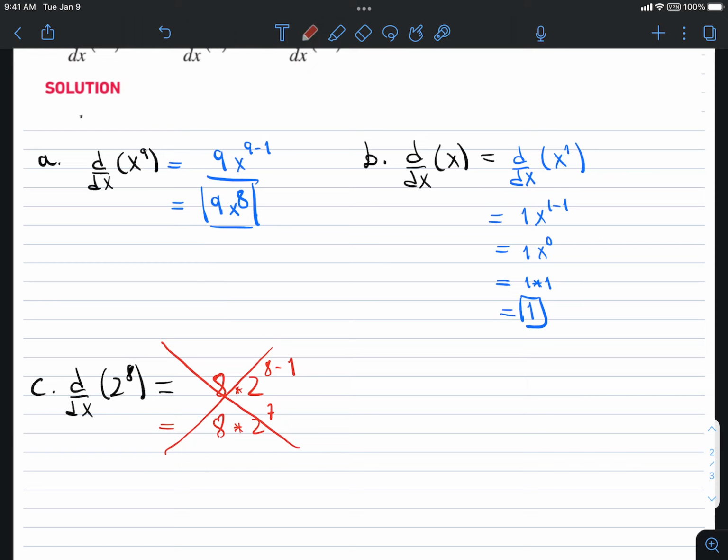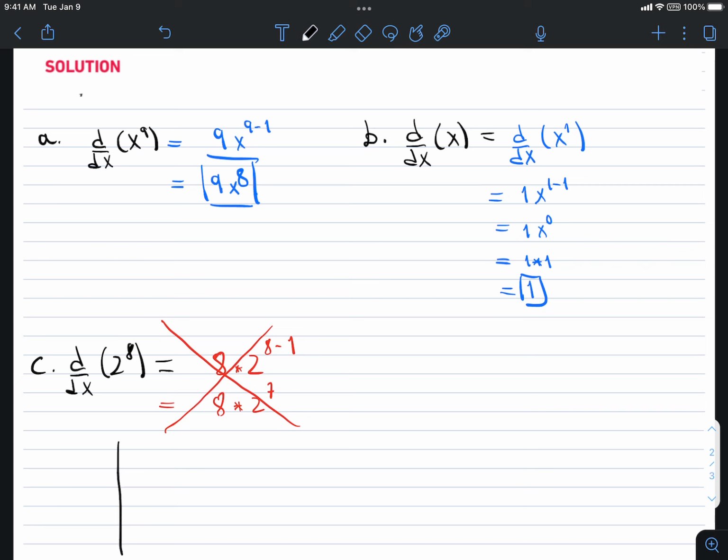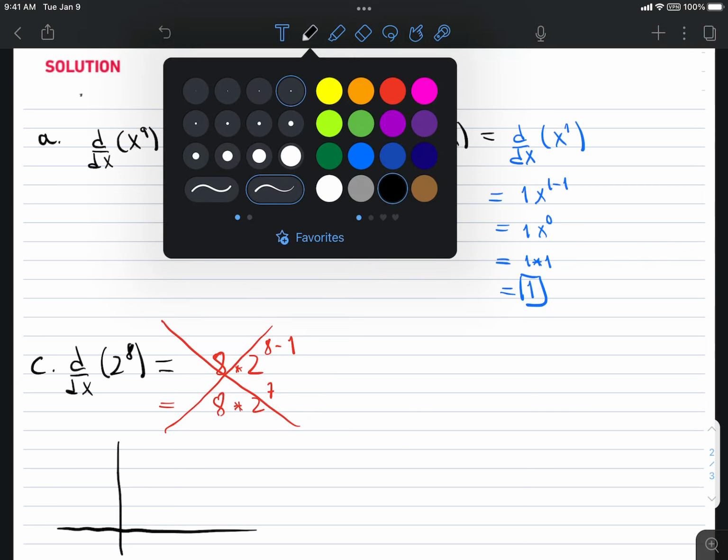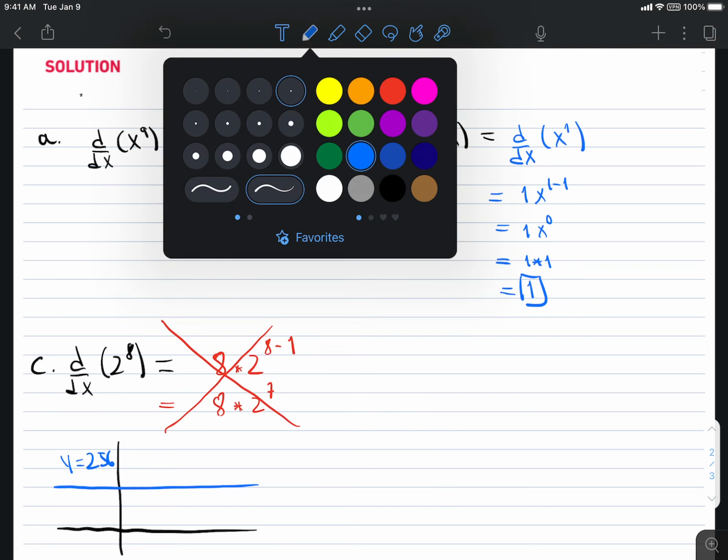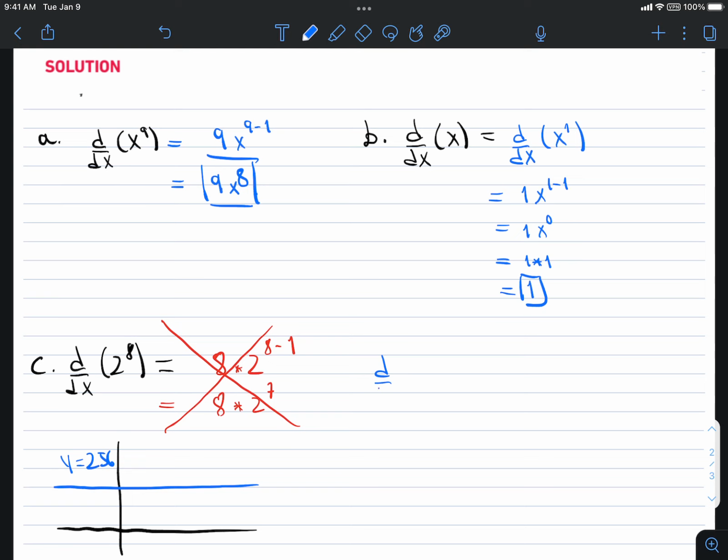So this function, if you were to graph that, that would be a horizontal line at y equals 256. So the slope of that guy is 0. It's the derivative of a constant. Okay? So this is a common mistake. Pay attention to that. Don't fall for it.